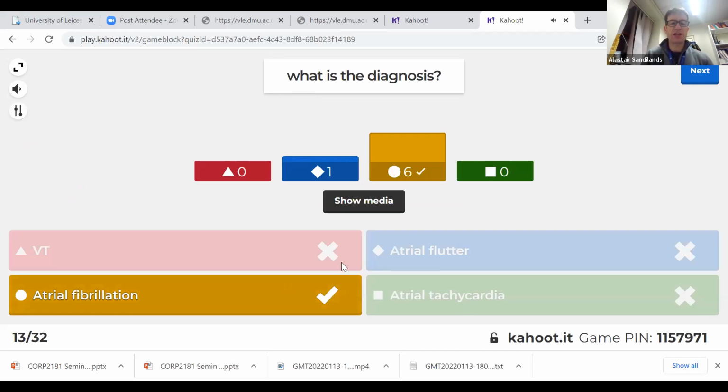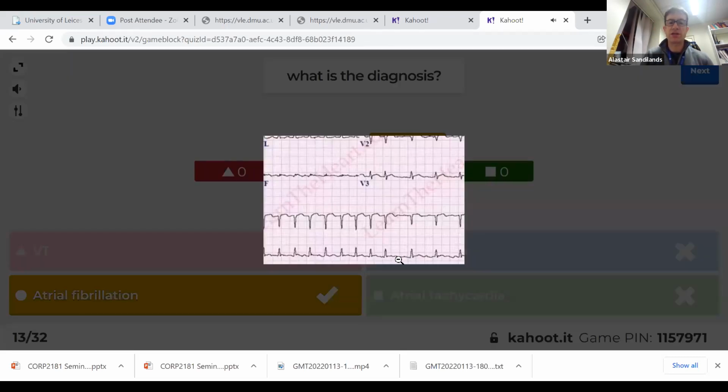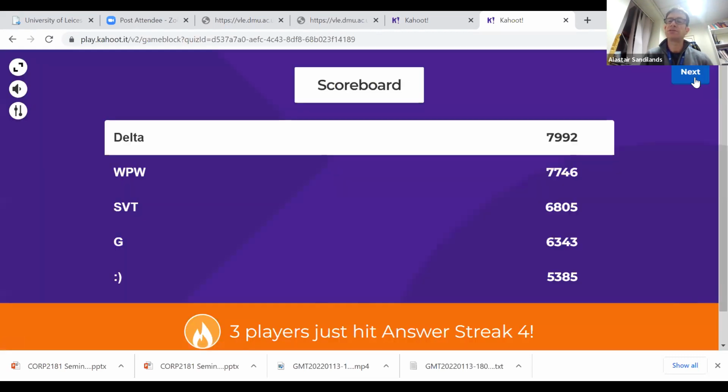Yeah, so atrial fibrillation. So there's no P waves in the example. So you've got just fibrillatory activity there in between each QRS. Okay, there's no definite P waves as well. So yeah, atrial fibrillation.